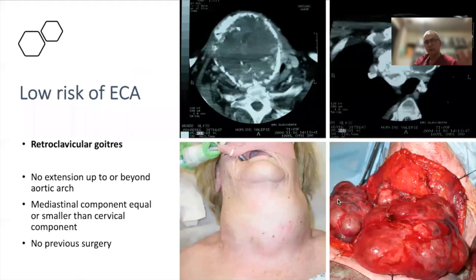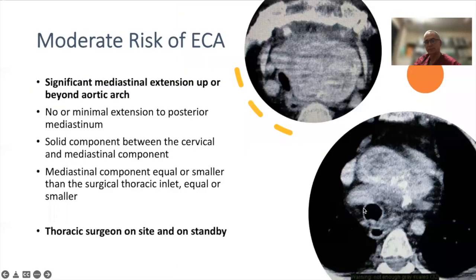So what represents each individual risk? Low risk will be those retroclavicular goiters. There will be no extension beyond the aortic arch. The mediastinal component will be equal or smaller than the cervical component. So that means that we can actually exert traction, be able to pull them out, and they don't have any previous surgery. And this is basically a classical example of this. Very big cervical component, very small intrathoracic component, and you can deliver that through the neck.